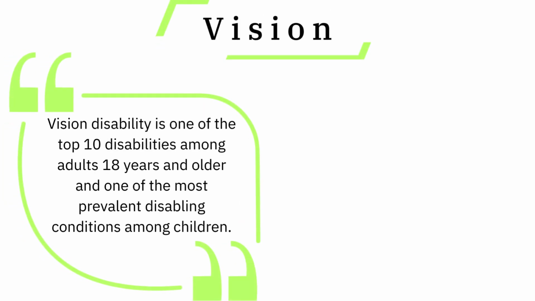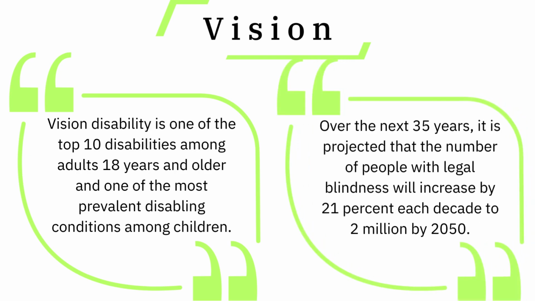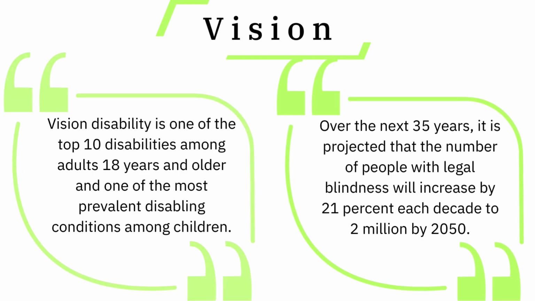Vision. Vision disability is one of the top 10 disabilities among adults 18 years and older, and one of the most prevalent disabling conditions among children. On top of this, over the next 35 years, it is projected that the number of people with legal blindness will increase by 21% each decade to 2 million by 2050.